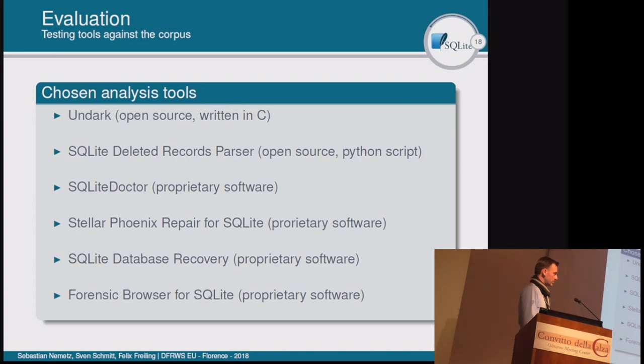These are the tools that we chose. One of them is Undark. It's an open source tool written in C. Another one is SQLite Deleted Records Parser. It's an open source Python script that we found on the internet. SQLite Doctor, which is proprietary software, as well as Stellar Phoenix Repair for SQLite, SQLite Database Recovery, and Forensic Browser for SQLite.